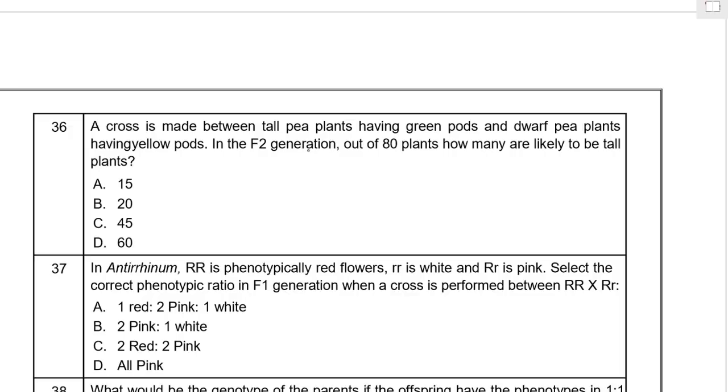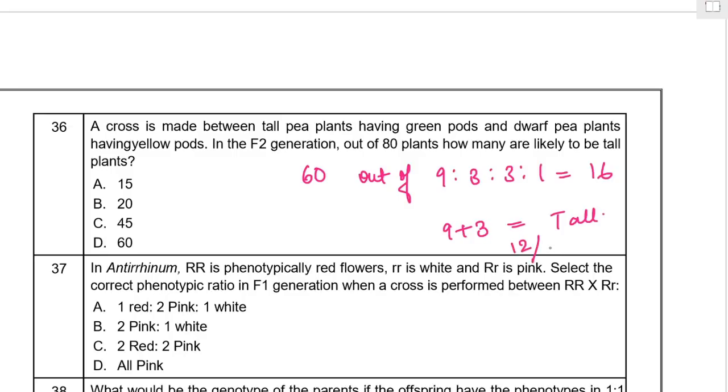Question 36. A cross is made between tall pea plants having green pods and dwarf pea plants having yellow pods. So in the F2 generation, out of 80 plants, how many are likely to be tall plants? In a dihybrid cross, the ratio is 9:3:3:1, which totals 16. Okay, and then 9 plus 3 would be the tall plants. So 12 out of 16, remaining, into 80, gives us 60. So option D would be the correct answer.